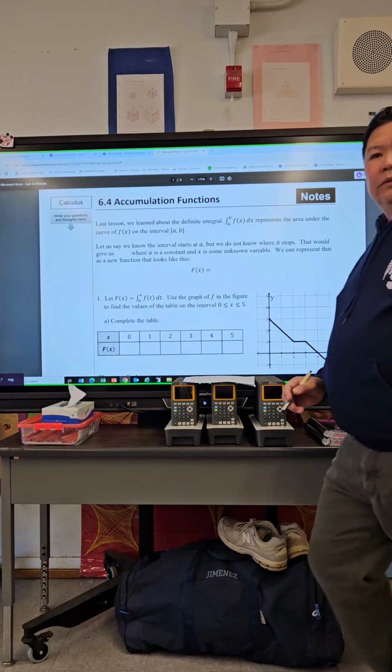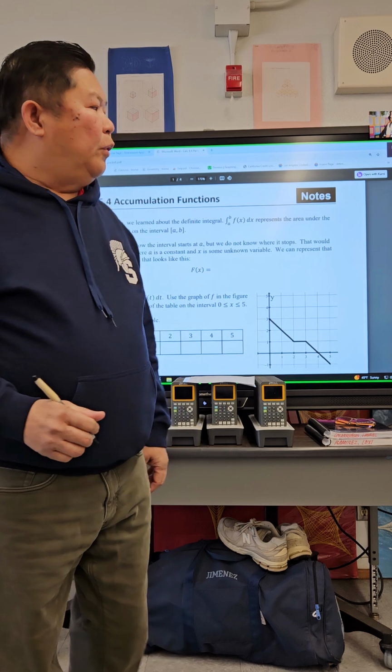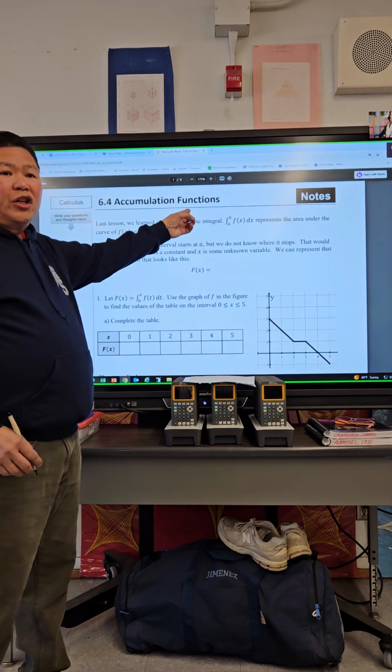So guys, lesson 6.4 is all about accumulation functions.